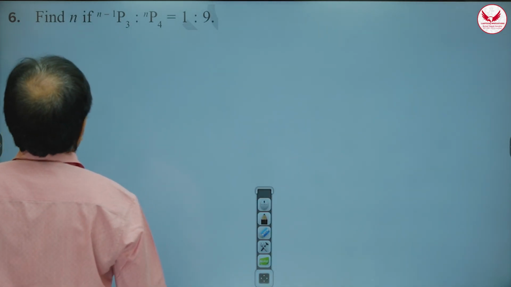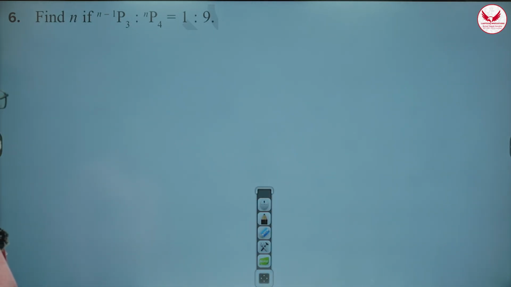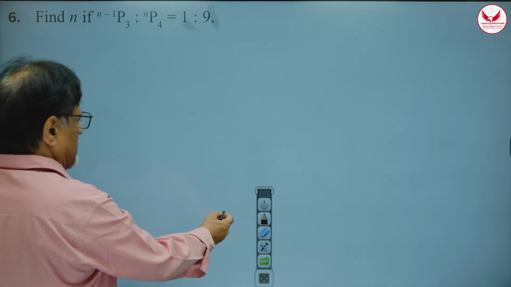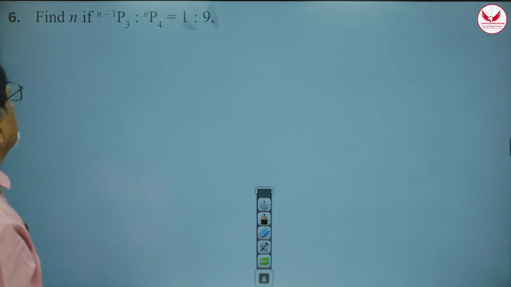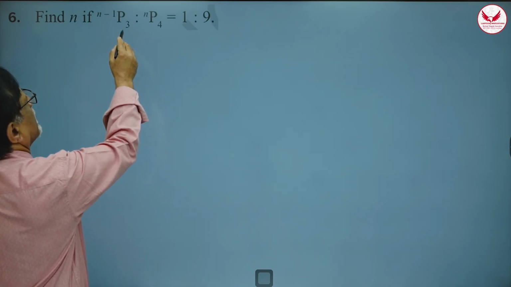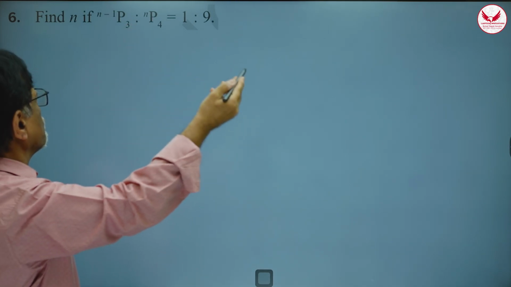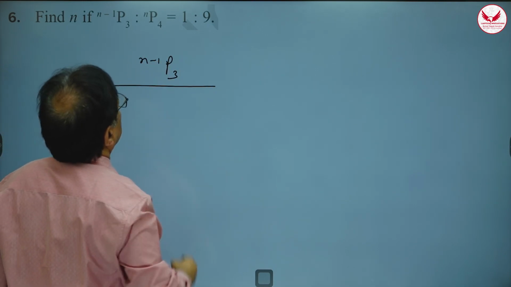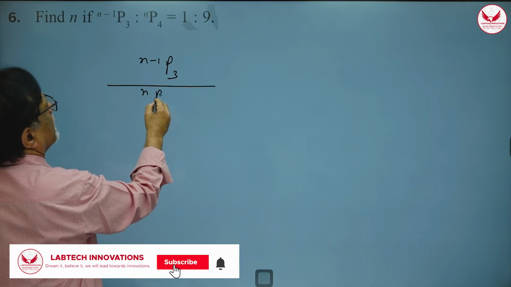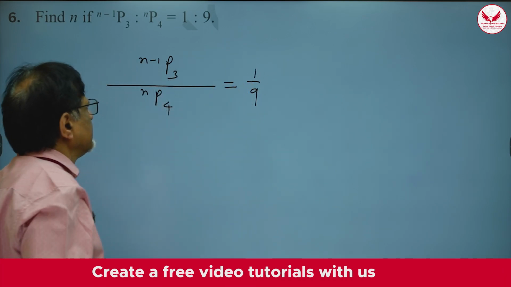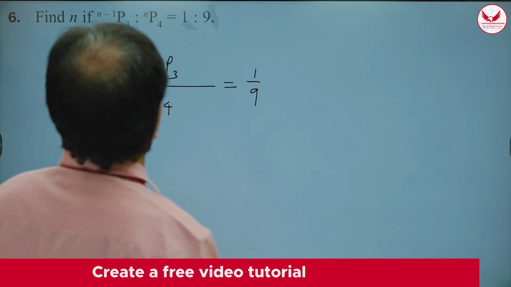Yes. Now this problem is slightly different. It involves the notation of permutation and combination. So let us look at the problem first. Problem is like this. Find the value of n if n minus 1 P 3 : n P 4 is equal to 1:9. Now when we say colon, it is a symbol for ratio. That means n minus 1 P 3 will go in the numerator and in the denominator you have n P 4. Now they have given that this ratio amounts to 1/9, right? Now using this equation, I want to find the value of n.